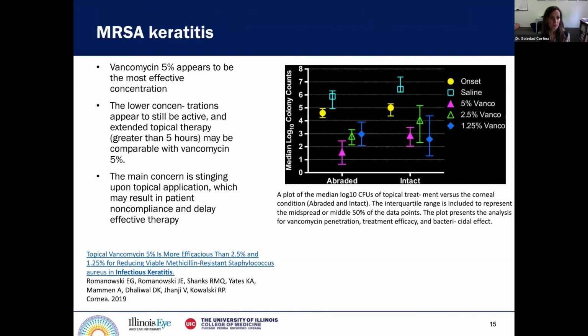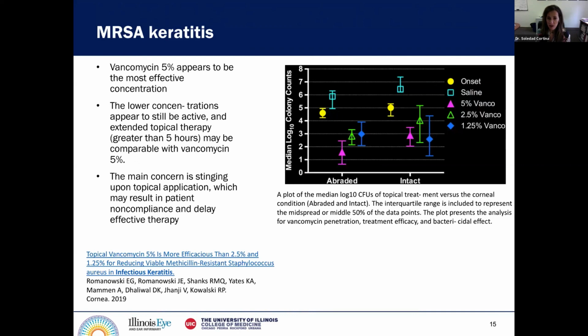It's not a human study, but basically what they did is they infected the rabbit corneas with MRSA, and then they treated it, and they looked at the different concentrations, and they found that the most effective concentration is still the 5%, 50 milligrams per cc of fortified vancomycin. However, this one is also the most toxic. They saw that lower concentrations appear to still be active, but they need extended therapy. So you need to use it more frequently and for a longer period of time.